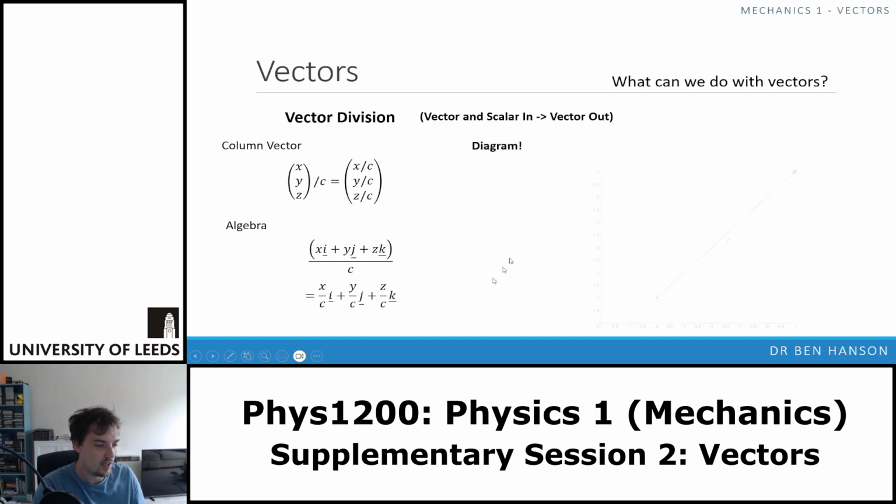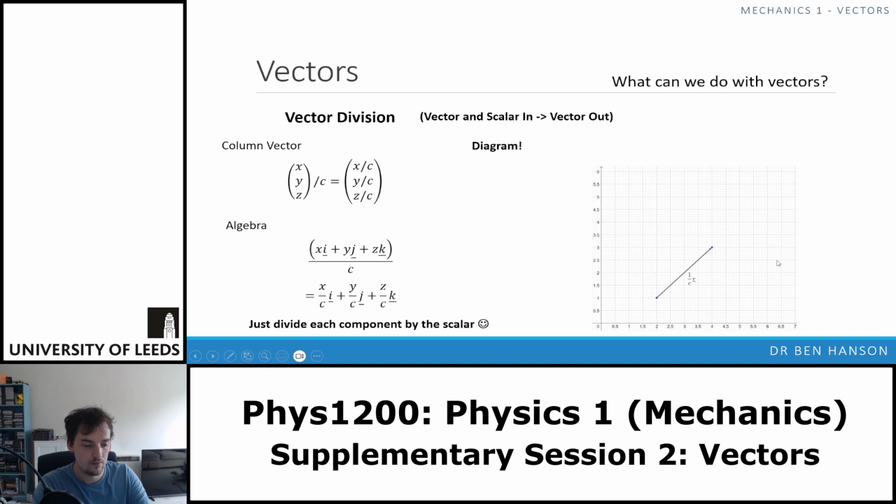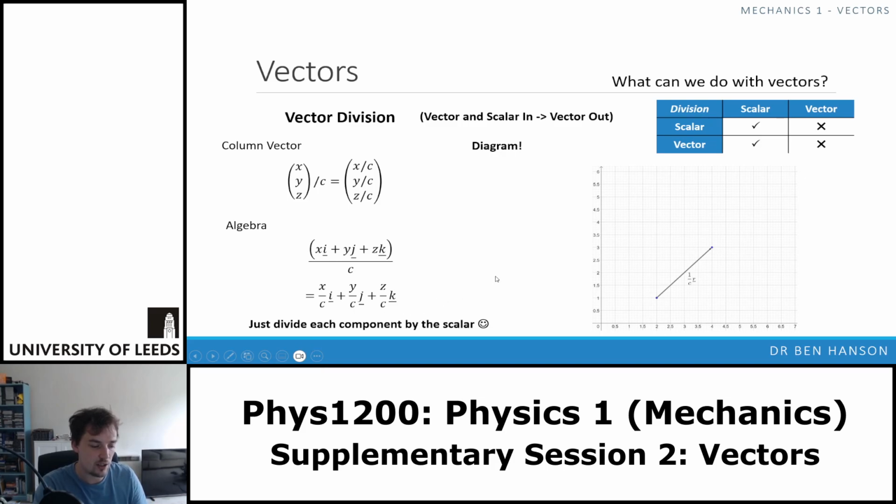Easy peasy. And the diagram for that is if I've got a vector r here and I divide it by c, it just shortens it by that factor. So it's exactly the same as multiplication, right? I've even put 1 divided by c in front of that vector to show that if I times it by c, it would go longer. So it's exactly the same. Just divide each component by the scalar.